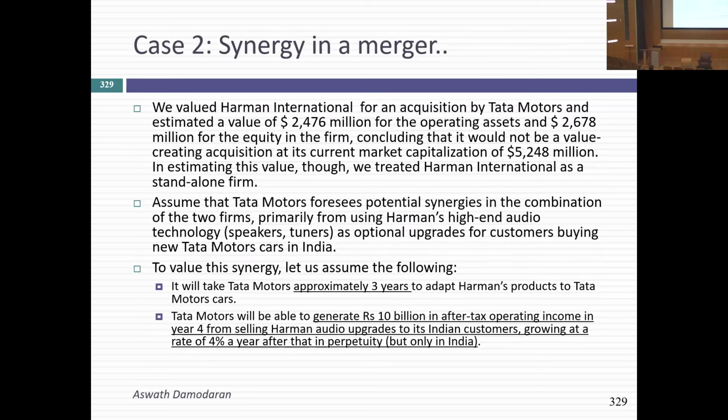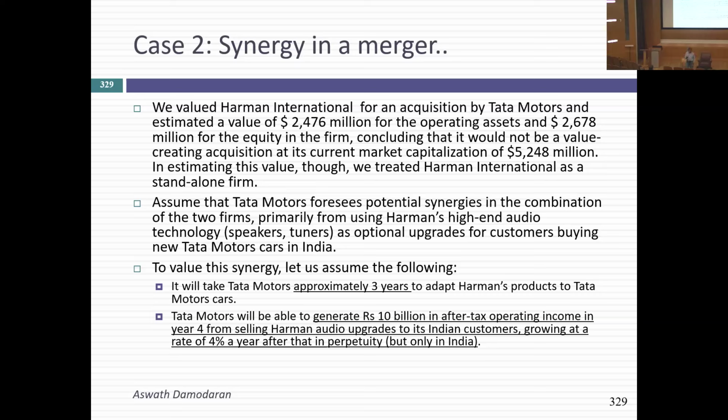And let me complete the story by going back to Harman Audio. Remember, we came up with a value for the company of $2.5 billion. The market value is $5.4 billion. And I said, why would you want to do that? But then you threw in the word synergy. Let's assume you decide that by combining the two companies, you can create synergies. The definition of synergy is that by combining two businesses, you're able to do something you couldn't have done as standalone.